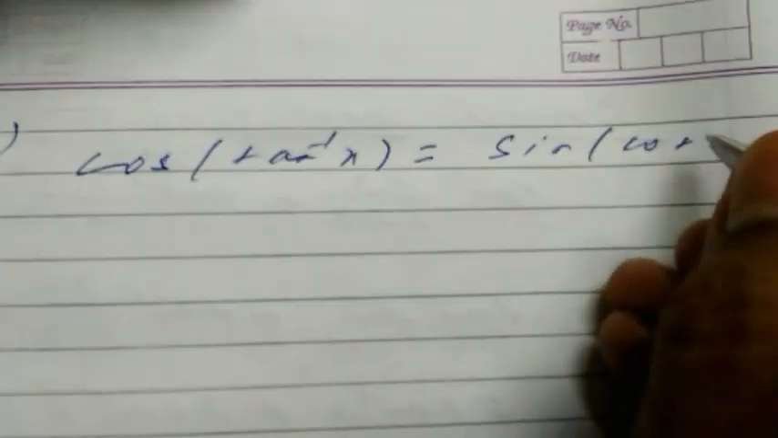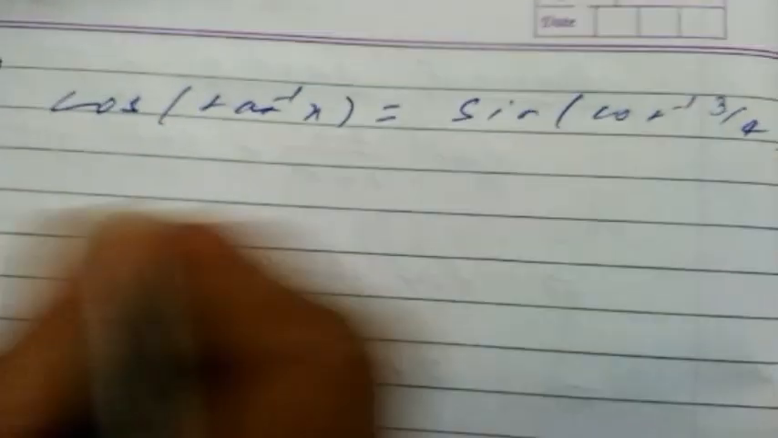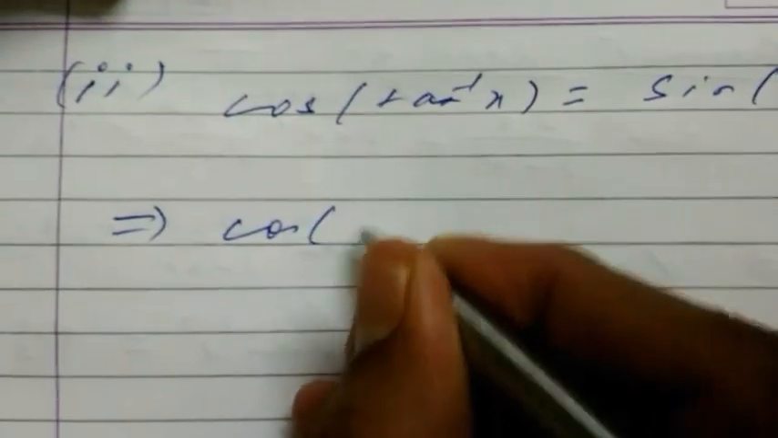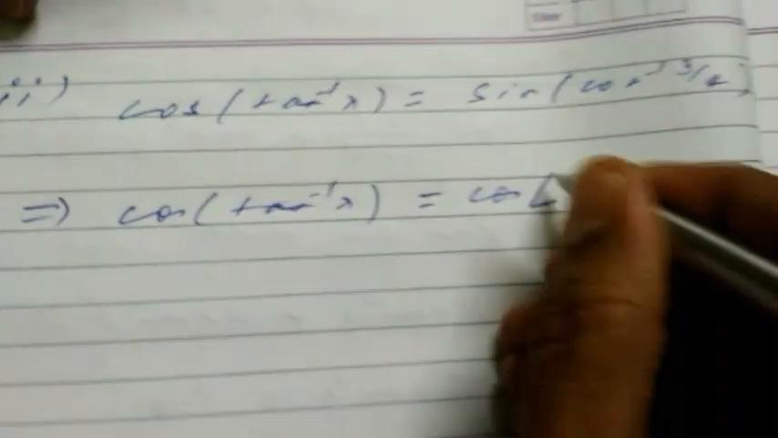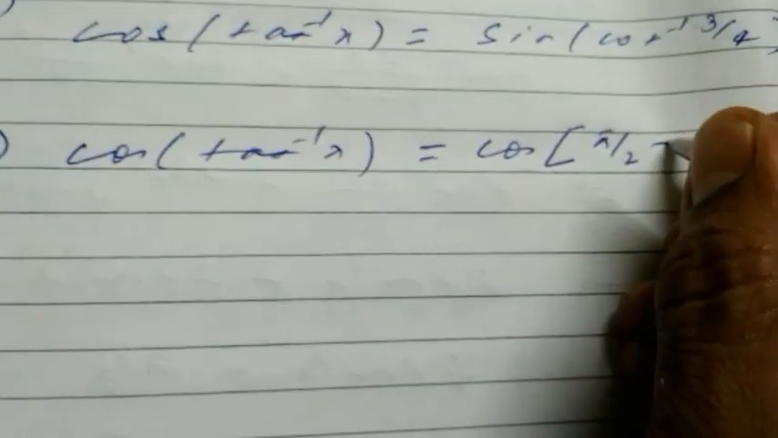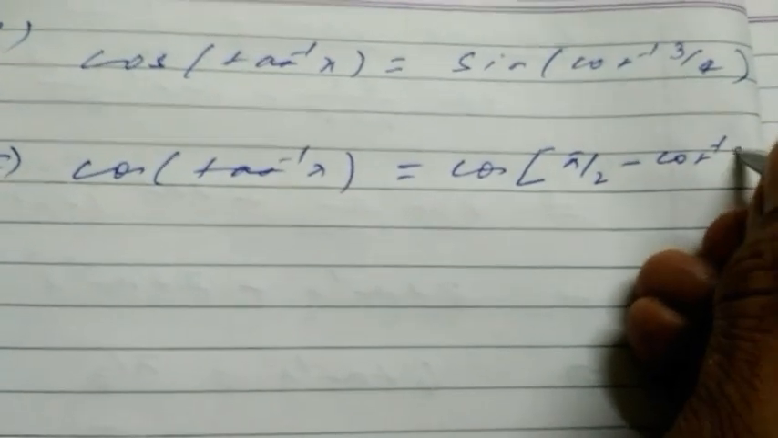Now I am taking the second question, which is given to me for the solution. This is cos of tan inverse x is equal to sine of cot inverse 3 by 4. How will we deal with it? We can write cos of tan inverse x is equal to, changing into the complementary, sine of pi by 2 minus cot inverse 3 by 4. So we can write sine like this.